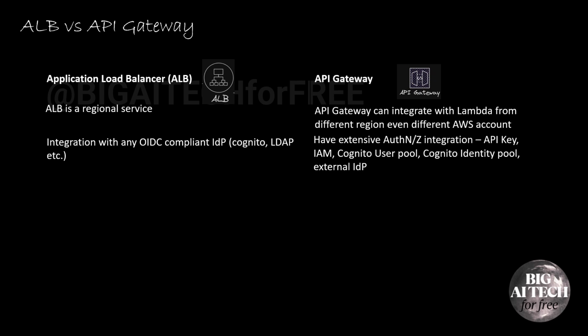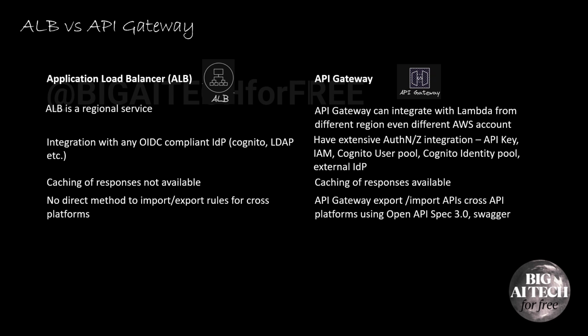It's actually an API concept, right? OIDC is an identity authentication protocol that is an extension of open authorization, OAuth 2.0, to standardize the process for authenticating and authorizing users when they sign in to access digital services. So here API Gateway can provide an extensive mechanism for this, right? Whereas ALB provides a standard mechanism. Caching of responses is not possible on ALB, whereas caching of responses is possible in API Gateway.